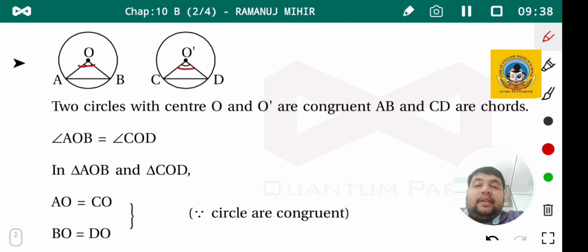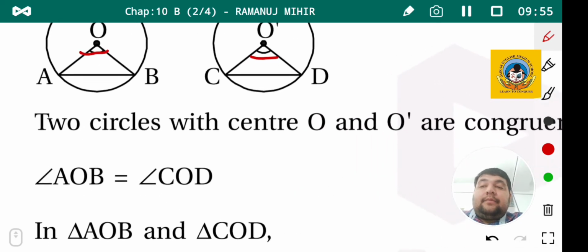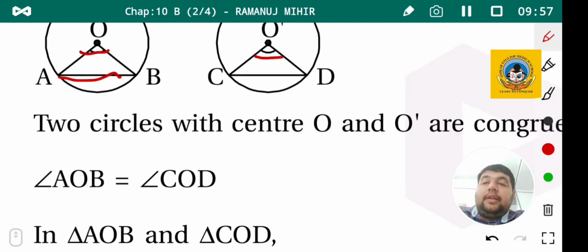So two circles with center O and O dash are congruent. You have to draw these circles in the answer. Okay. Now AB and CD are the chords. See, AB is a chord and CD is a chord.